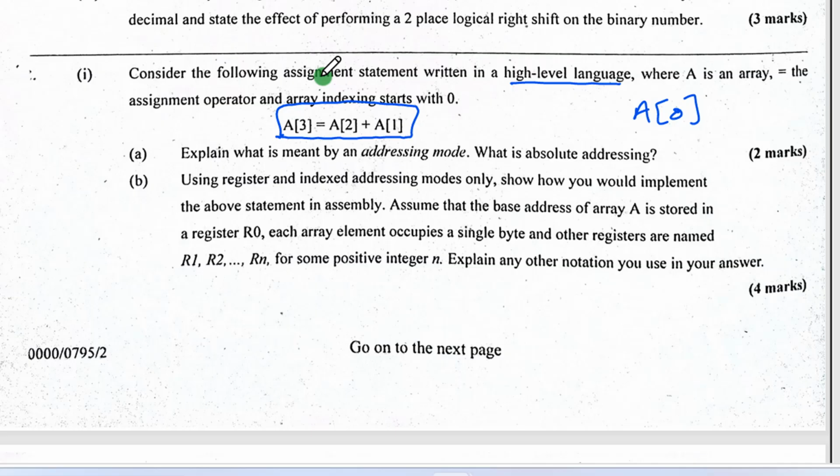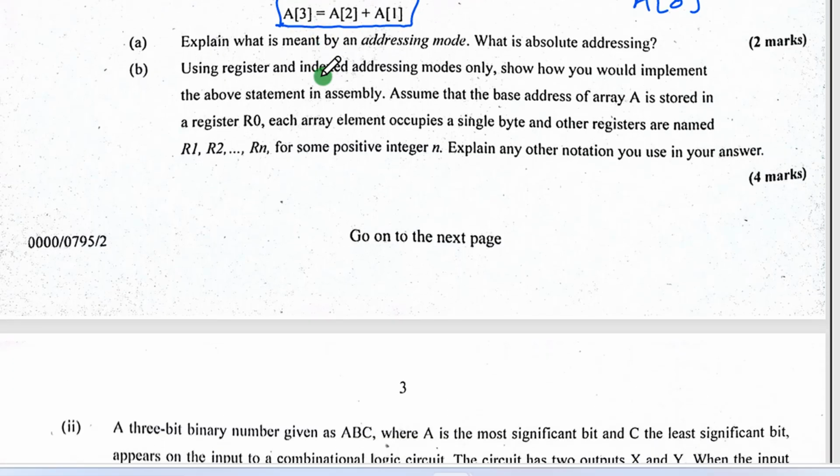B. Now B is the most important part. How many marks? 4. They say using register and index addressing modes only, show how. So the first thing I want you to know is they are saying that you should use register and indexing addressing mode. There are some questions where they are mixing 2 addressing modes at the same time. But the general idea remains the same.